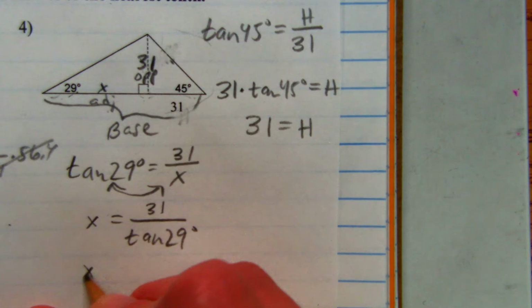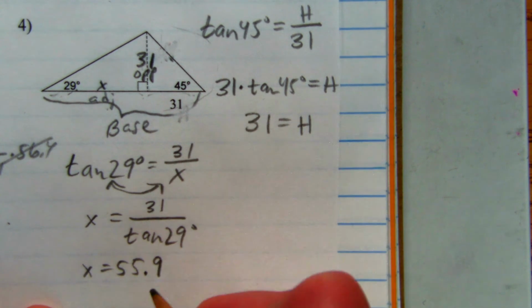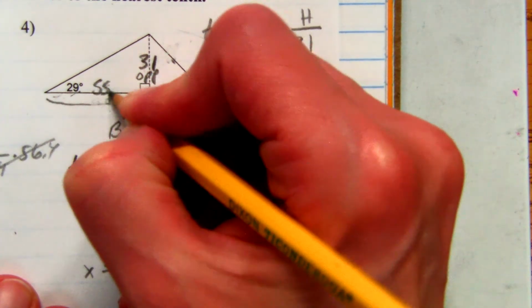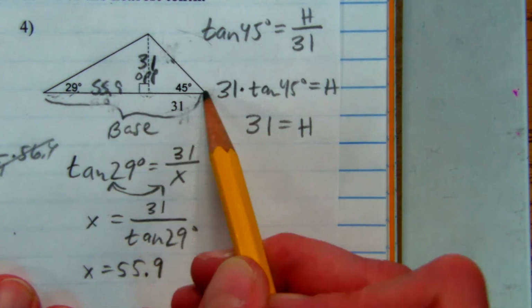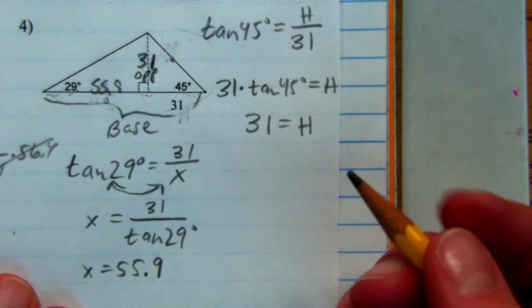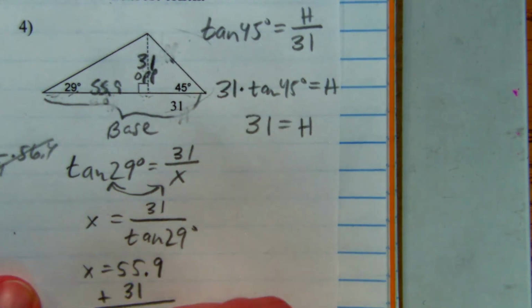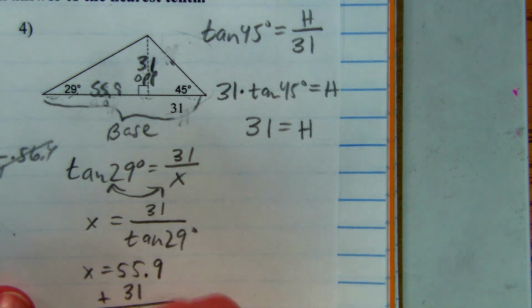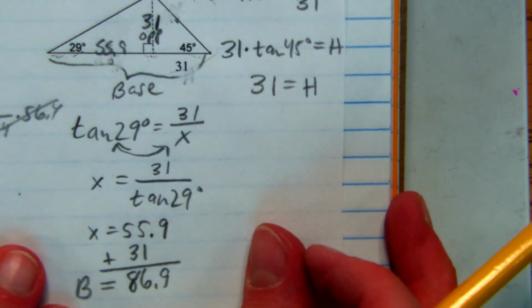And we get 55.92, so I'm going to round that to 55.9. So now, I'm going to erase some things. That is this little piece right here, 55.9 is from here to here, and then I have 31 from here to here. So if we want to get the entire base, we'll add on that extra little piece of 31 to give us 86.9, and that is the base of the big overall triangle.